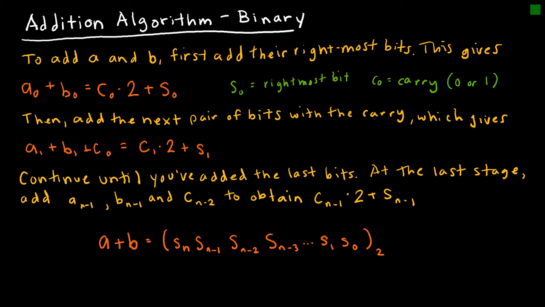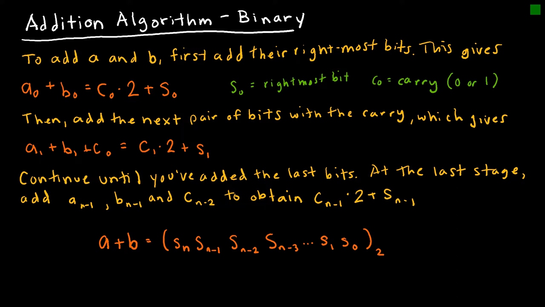Now let's take a look at a new algorithm, and that algorithm is the addition algorithm, and we're just going to look at it for binary, but obviously it would be the same process for other bases. So essentially the algorithm tells us to add A and B, which are basically two values that are in binary, so they have to be in the same base.